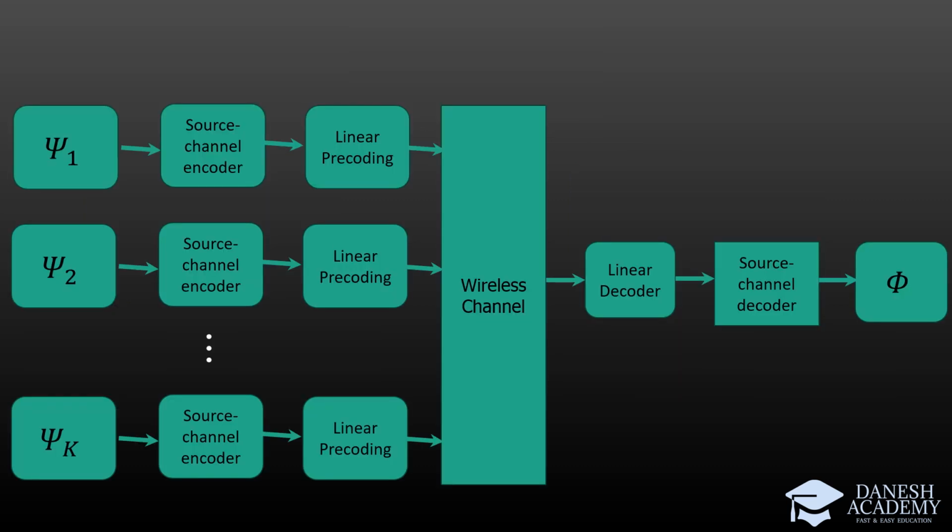So, here is the whole view of an AirComp system. As you can see, the data is first pre-processed with a function and then goes through encoding and pre-coding units. And after passing through the wireless channel, the superposed signal is processed with a linear decoder such as multiple antenna receivers. Then, the received signal is decoded based on the used encoding method at the transmitters, and in the last step, we have the post-processing function which completes the computation task.